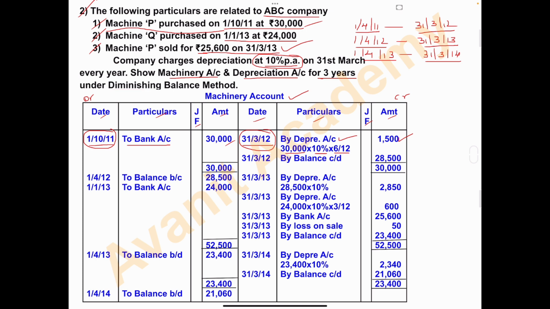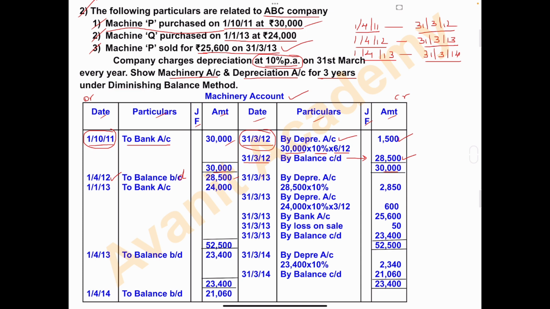Close the debit side, that is 30,000. Write the same amount on the credit side, 30,000. From this 30,000 minus depreciation amount, that is 1,500. So the remaining balance is 28,500. To that, 31st March 2012, by balance carried down 28,500. The same amount will be brought down to the next financial year. Debit side, 1st April 2012, to balance brought down, amount is 28,500.